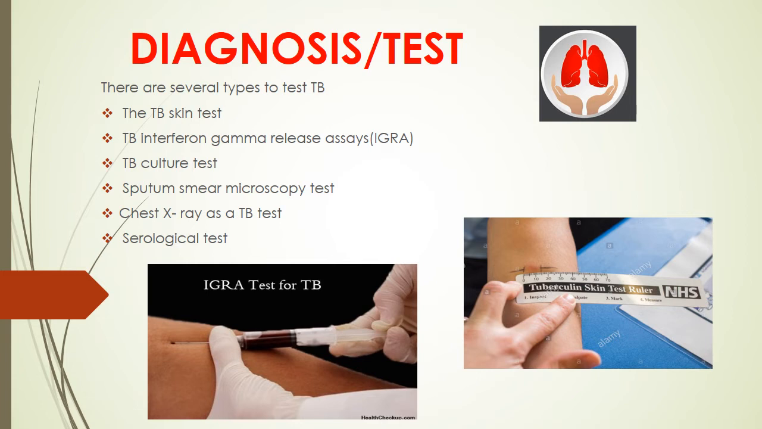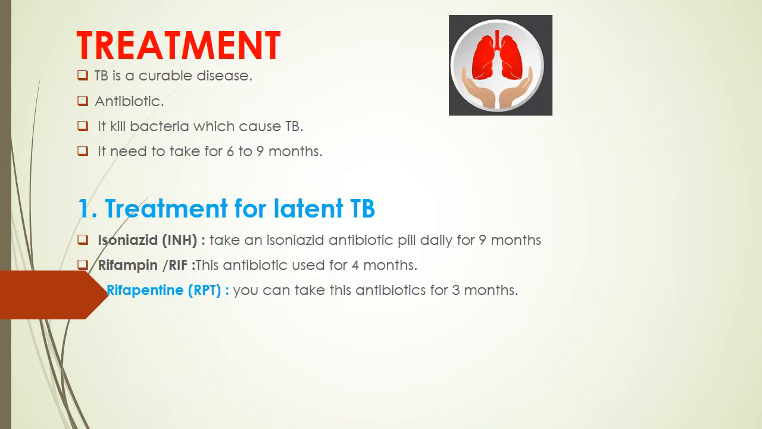Next one is sputum smear microscopy test. This is a test in which we take a sample of sputum and put it on the slide and see through the microscope and detect the mycobacterium tuberculosis. Next one is chest x-ray. The people which have active tuberculosis, their chest is swollen, so we can check through the x-ray of the chest. And next is serological test. This is the first test to detect the tuberculosis, and we can detect tuberculosis through the counting of antibodies, but counting of antibodies is very difficult, so this test is rarely used.